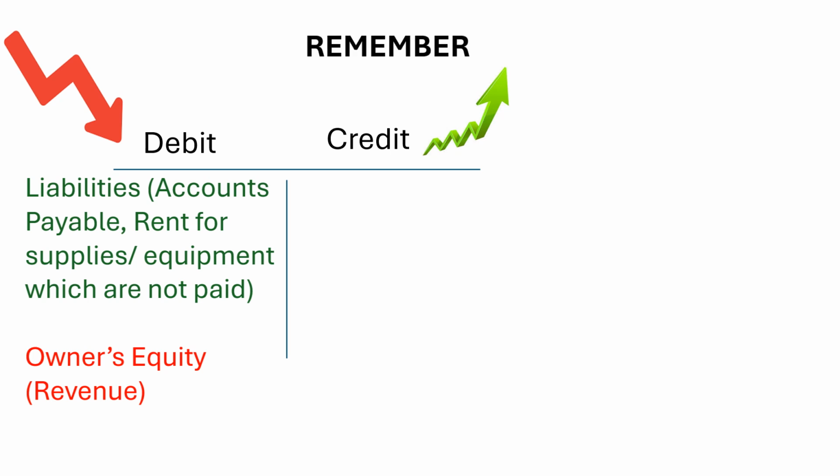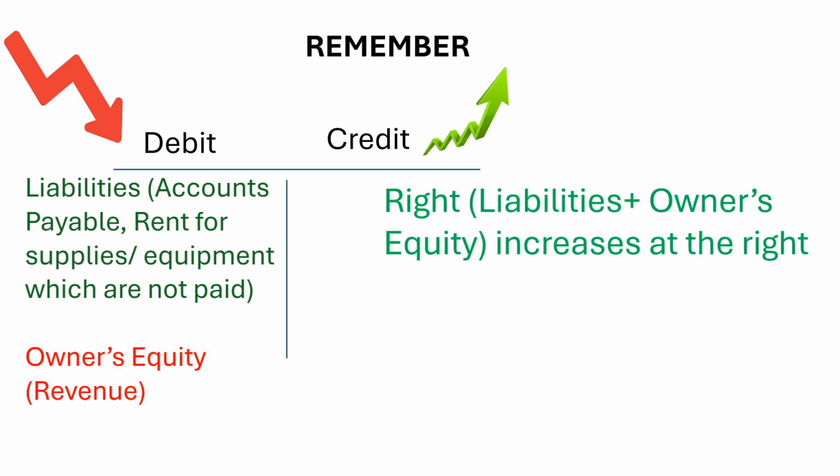So again remember a golden rule, which says right always increases at the right. So right means the right hand side of the equation. That means liabilities and owner's equity. So it will increase on the right. So if it is increasing, it will be credited, and if it is decreasing, it will be debited.